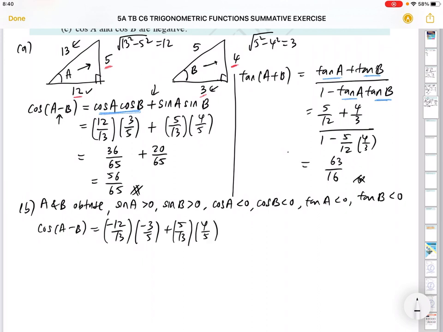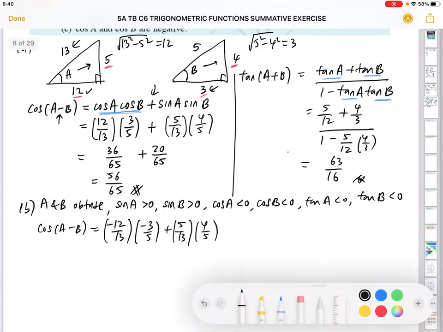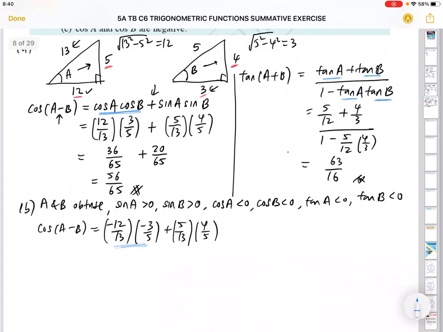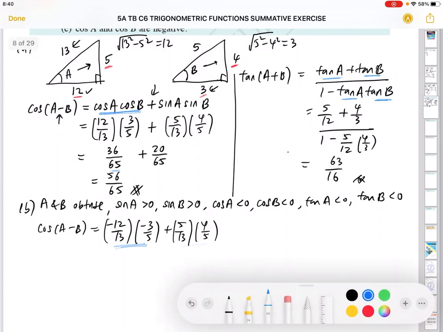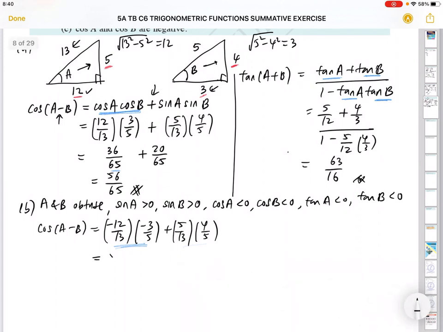So this value here is still going to give us the same value as before, 36 over 65, because double negatives multiplied together are still positive. And you add the same value as the earlier part, the 5 over 13 times 4 over 5. So your end result is going to remain the same, 56 over 65, right? It's not changing, it's the same. Okay, how about tangent? This is interesting because tangent is now negative.